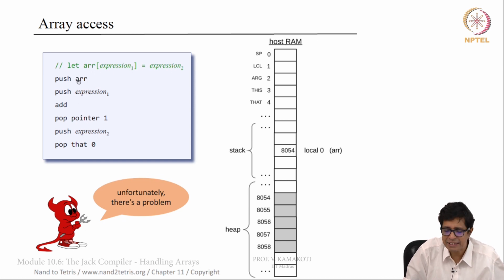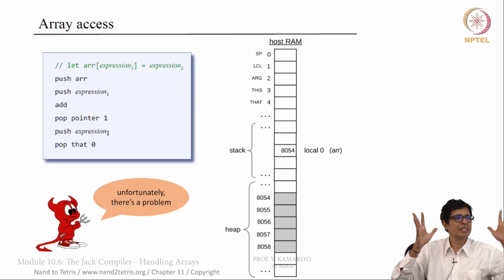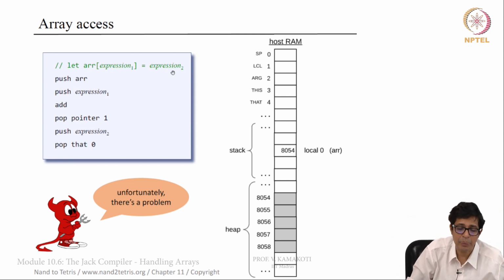When I add this, let us say ARR starts at 8054, and let expression 1 be say 4, so 8058 will be there. Now when I pop pointer 1, that will become 8058. Now I push expression 2. So I compile expression 2, and this will give an answer on the top of the stack. When I compile and execute an expression, I assume the expression's output will be on the top of the stack after it completes.